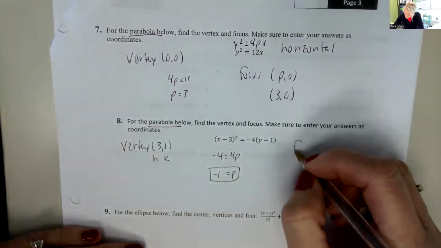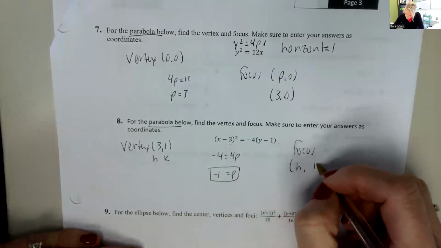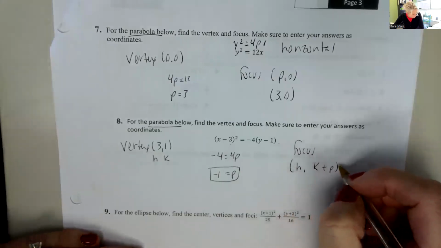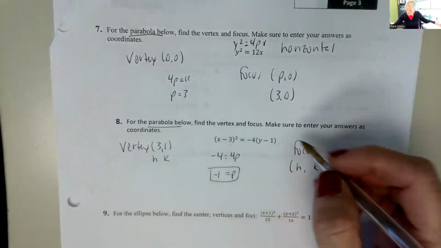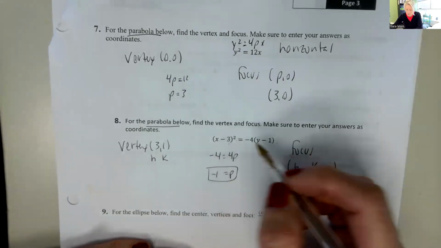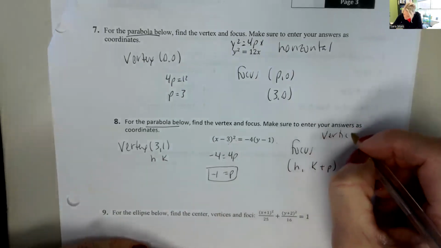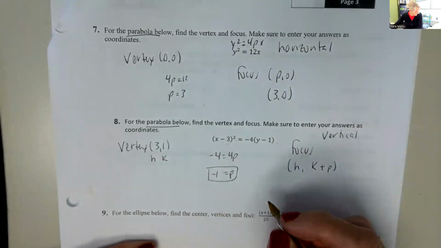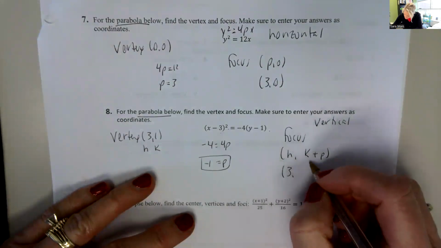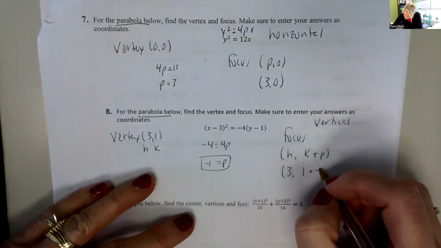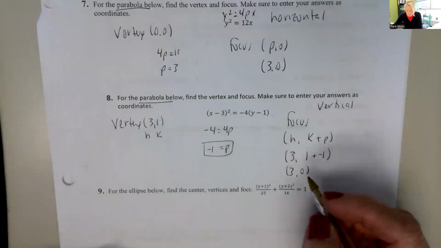And then for my focus on this one, it is at h comma k plus p, because this time it is a vertical parabola, x squared equals 4py. My h is 3, and then it's k, which is 1, plus a negative 1. So my focus is at 3, 0 again.